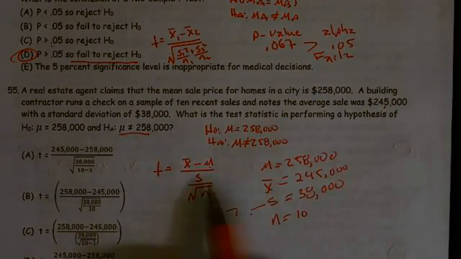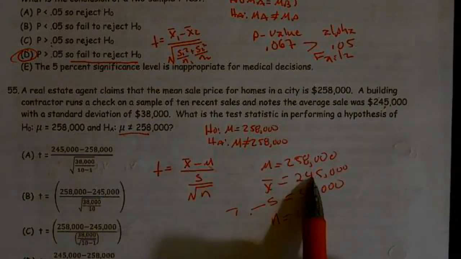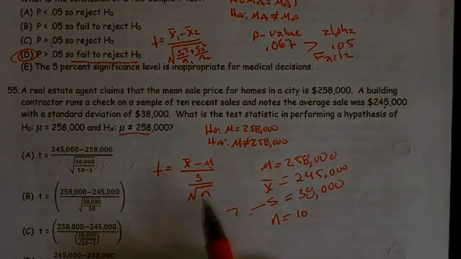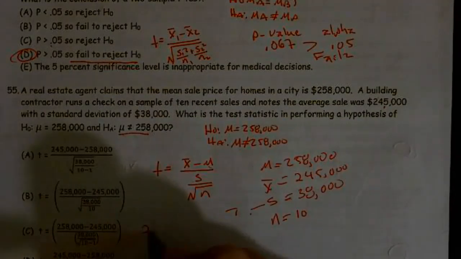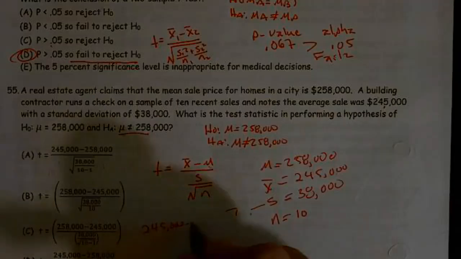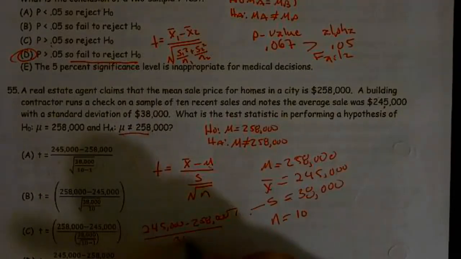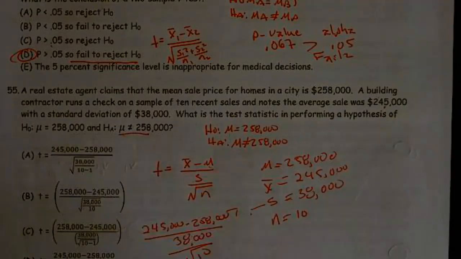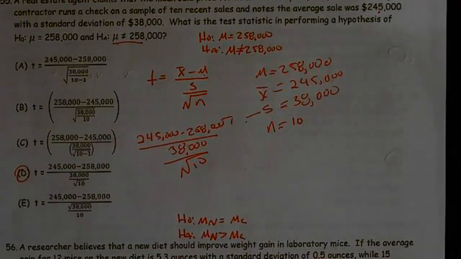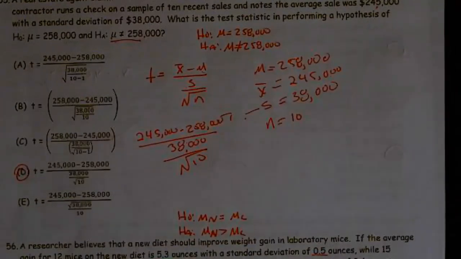So I need to plug in. I'm plugging in 258,000 here, 245,000 there, 38,000 here. So this is going to look like 245,000 minus 258,000 over 38,000 divided by the square root of 10. So the one that has that is letter D. So our answer choice to 55 is D.